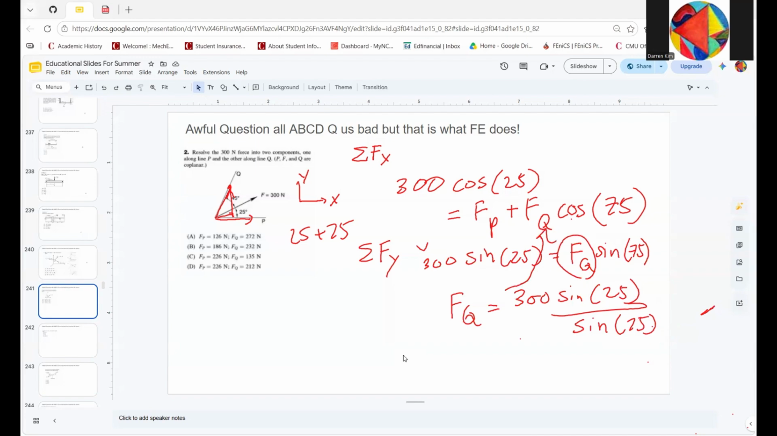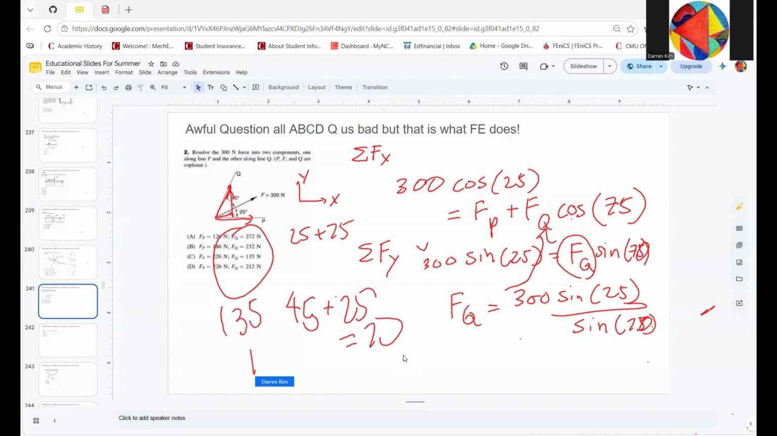But seeing that the Q has no other version, it probably is fine to just say 300 sine 25 divided by sine 75, which is 131. Did I make a mistake? Oh yeah, 45 plus 25 equals 70, not that. All right, did I get the right answer this time? This is 134.99, something like that.